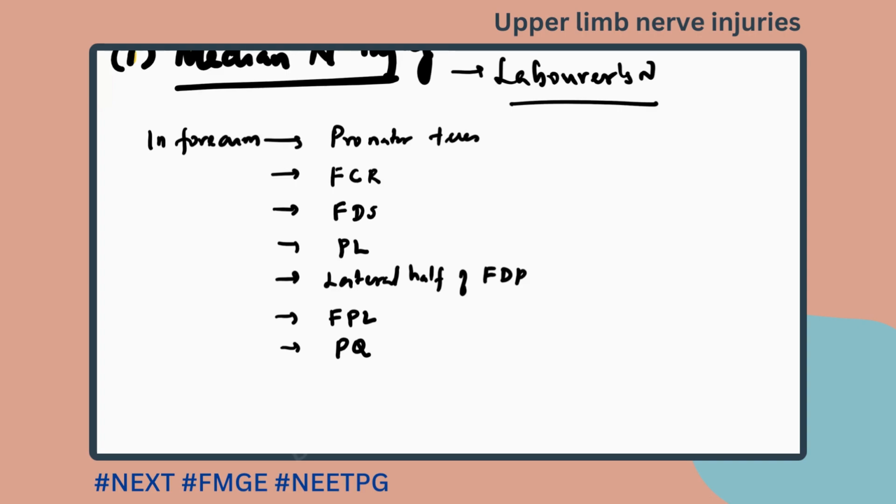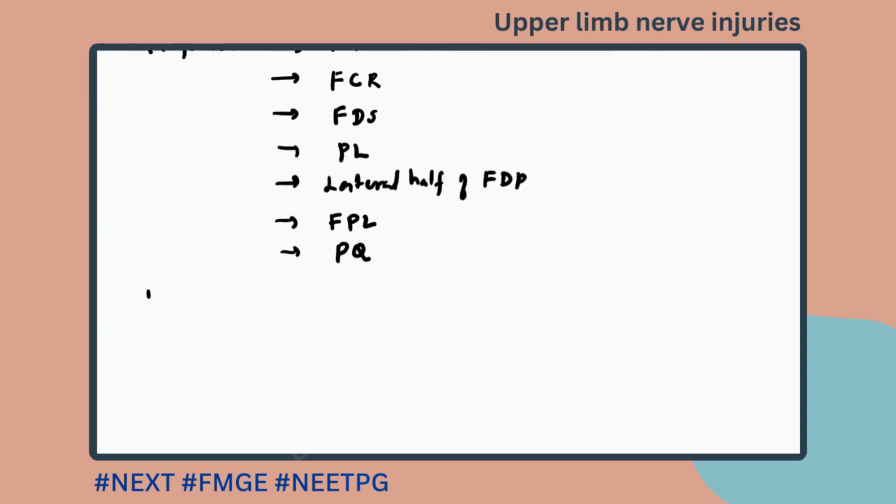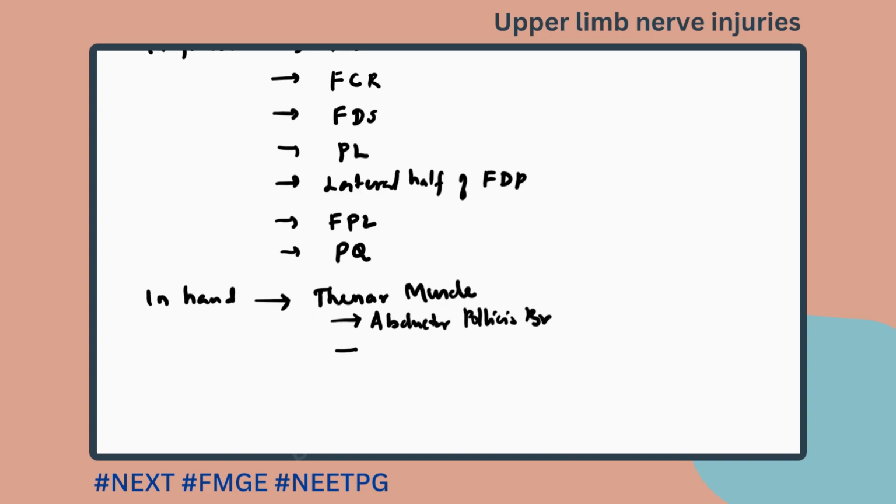Laborer's nerve. Clear? Now in the hand, the median nerve supplies thenar muscles. What are the thenar muscles which are supplied by median nerve? Abductor pollicis brevis, flexor pollicis brevis, and opponens pollicis.